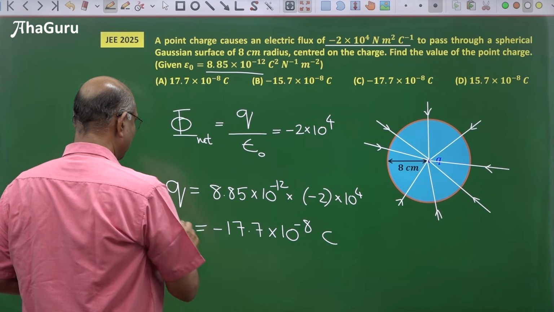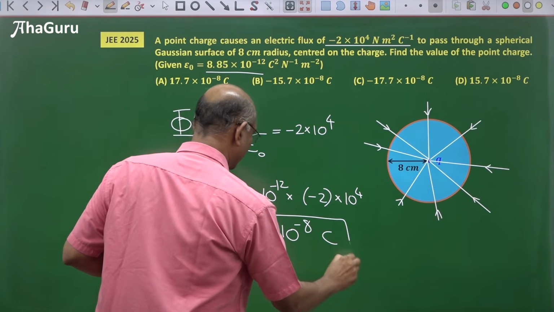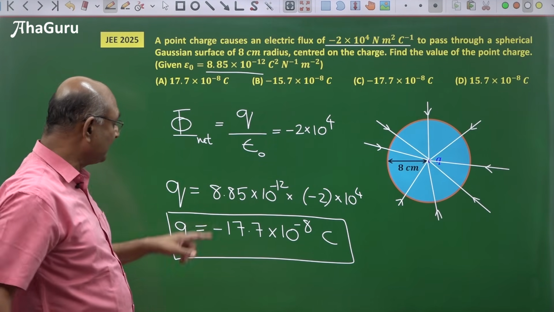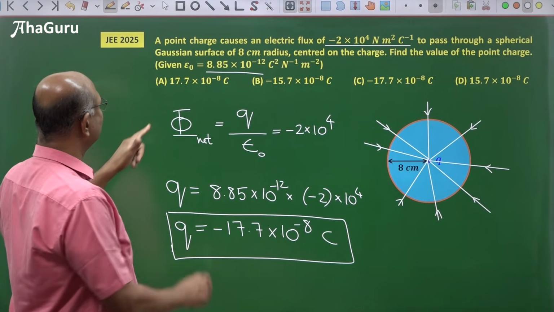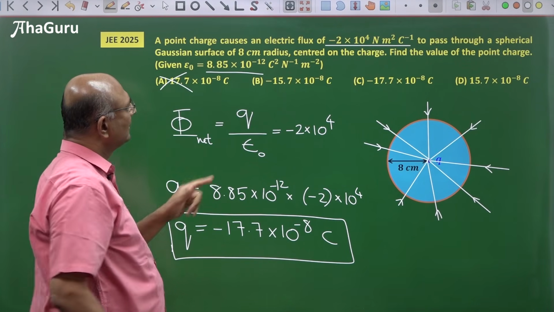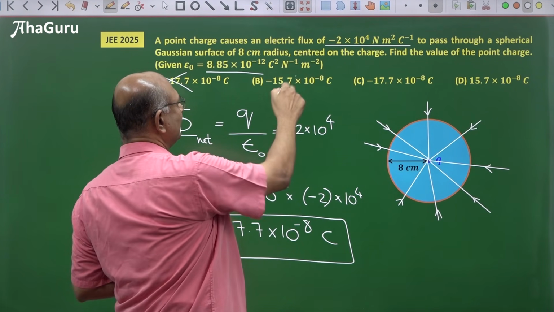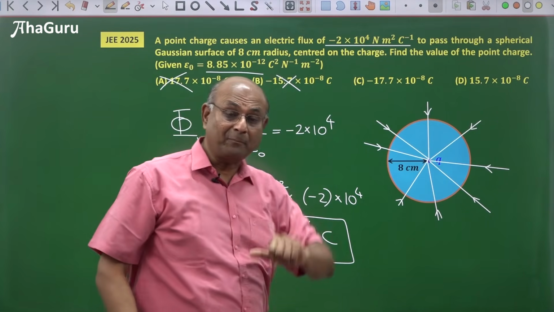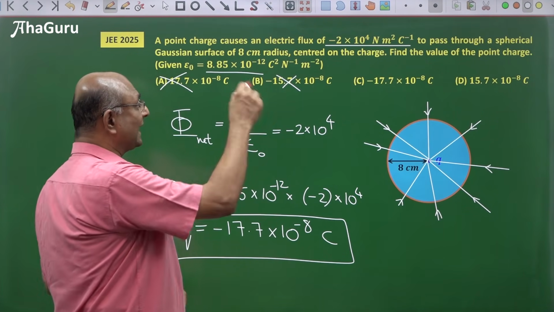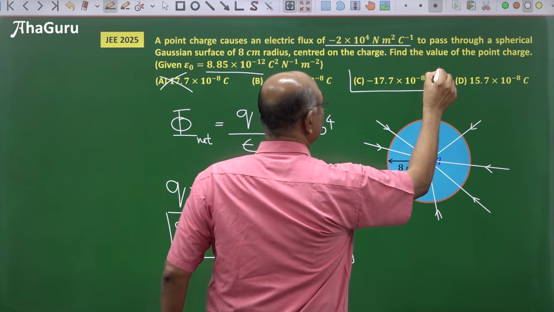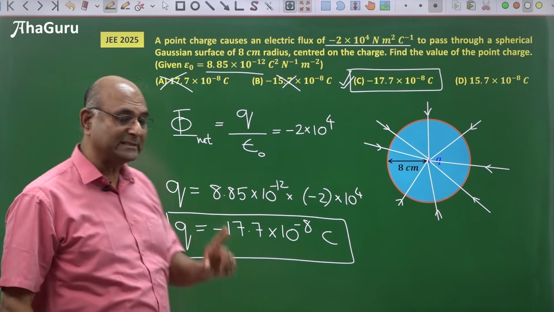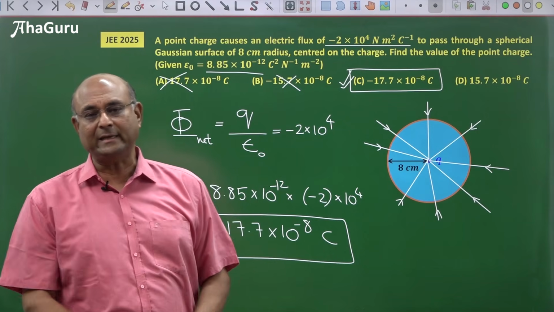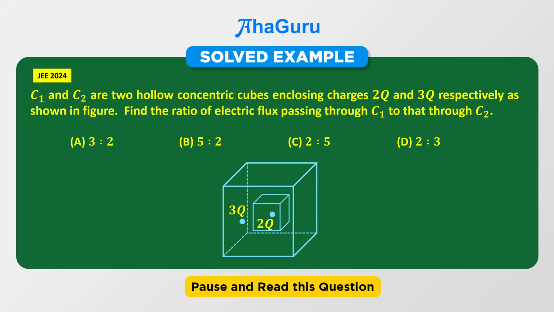So this is the answer to the question, right? Minus 17.7, not 17.7. No, this is not right. Minus 17.7 × 10^-8. This is the correct answer. So the correct answer to this question is option C, minus 17.7 × 10^-8 coulombs.